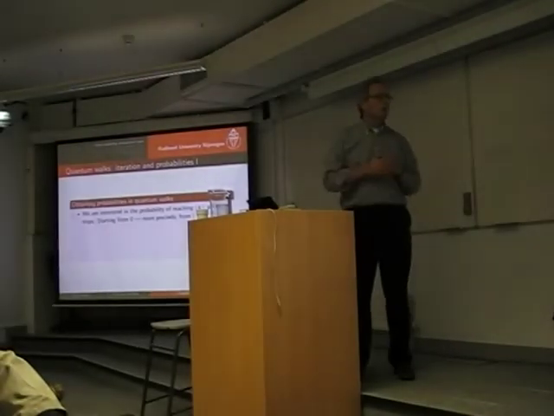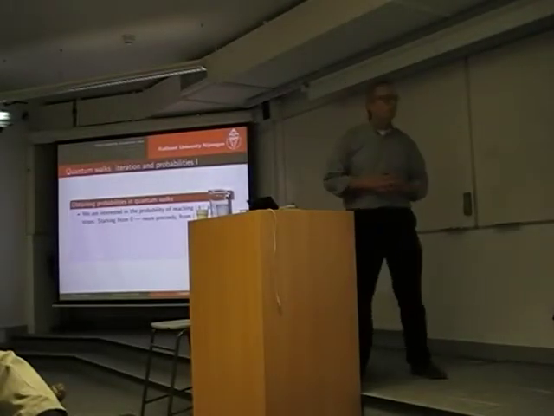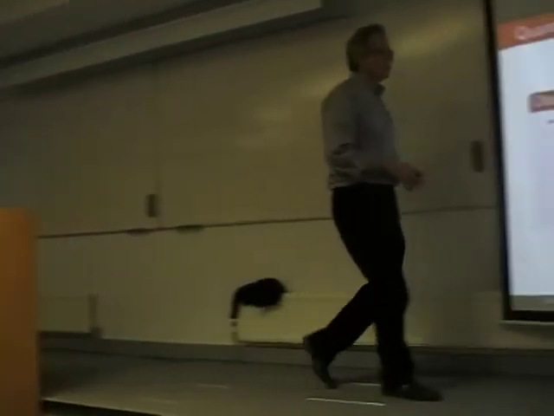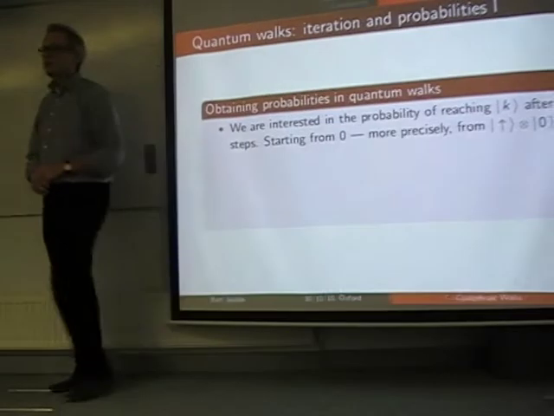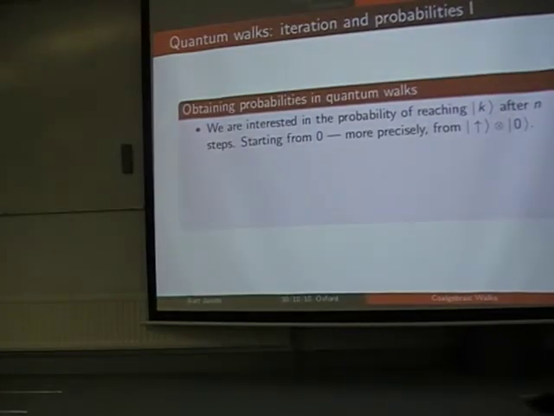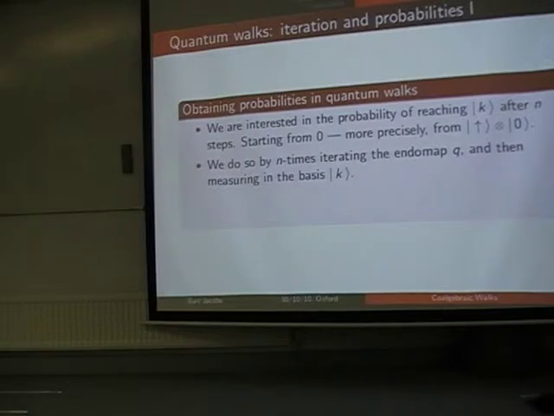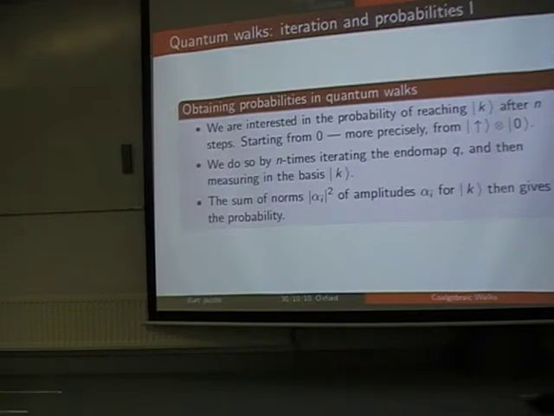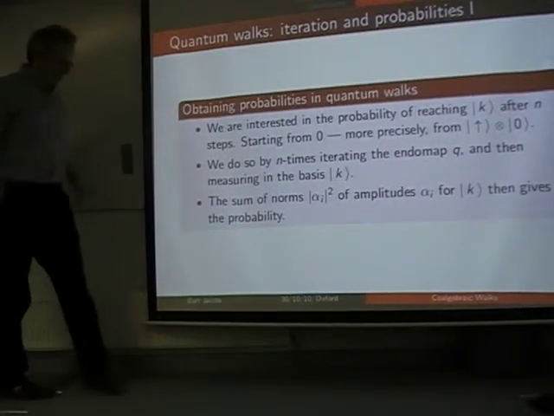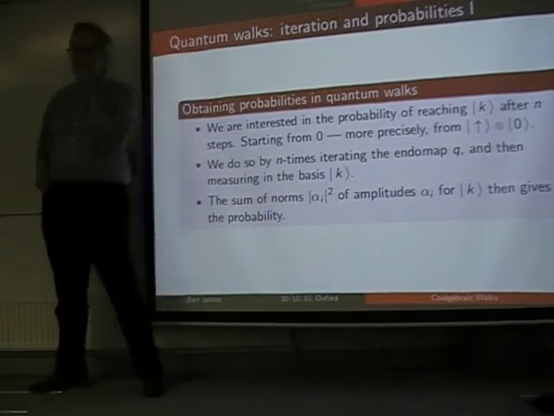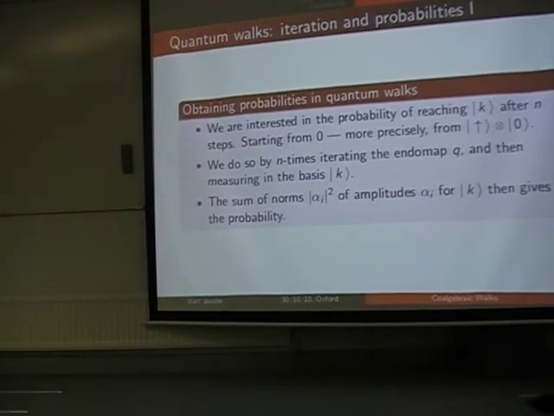Now what is the game? We're interested in the probability of reaching k after a number of steps, starting in 0, and to be really precise in up tensor 0. And how do I get there? Well, you iterate this function, this endomap. Iteration is now very easy. You just compose the function with itself, and you measure in the basis k after a number of iterations. And the probability then is the standard way you do this in quantum mechanics. You take the square of the absolute value of the modulus, that is the amplitude that is there.